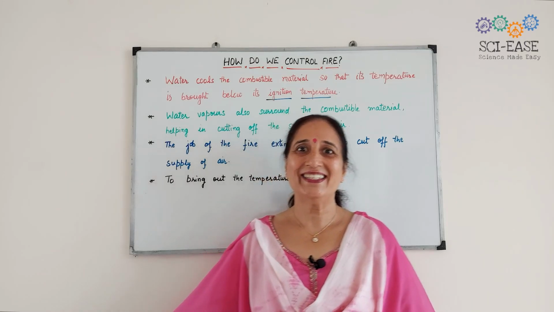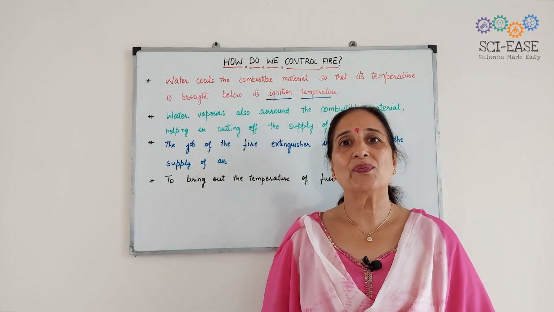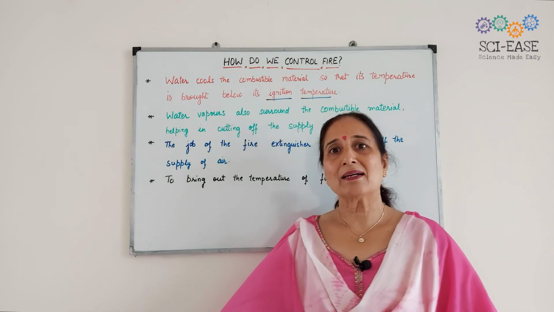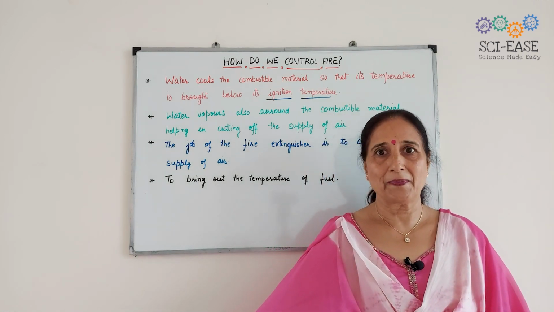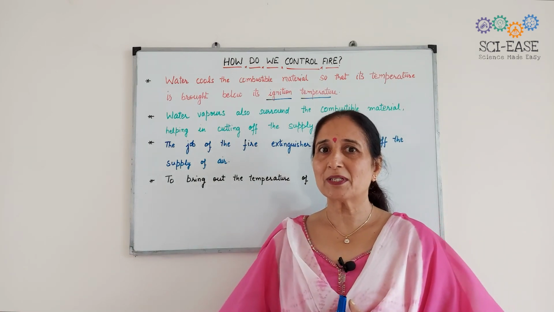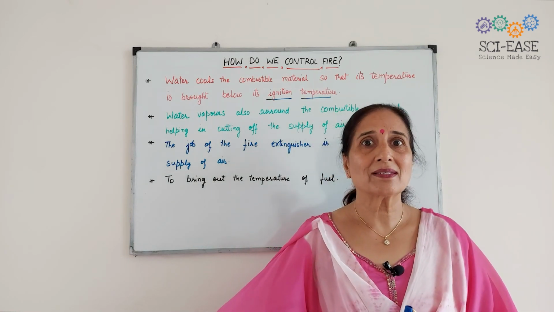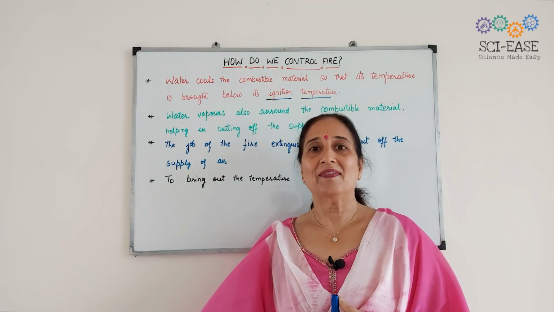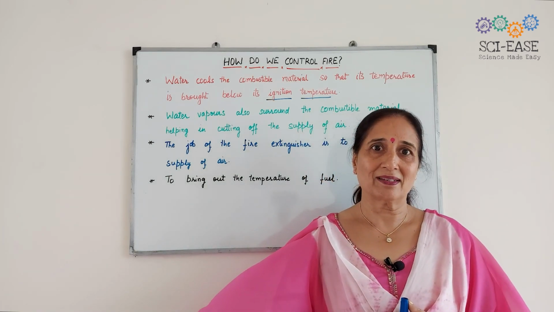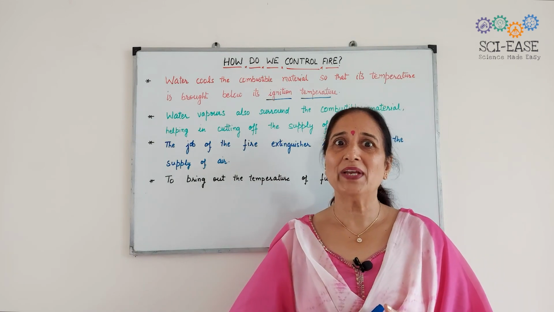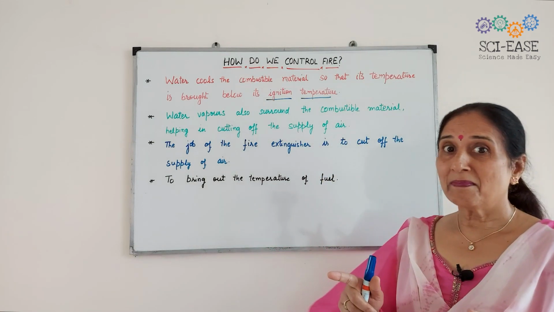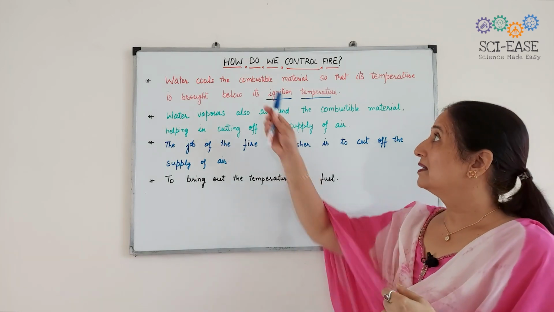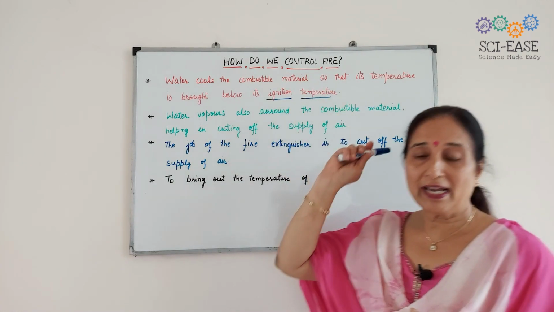Welcome to SCI-EASE. In the last video, we discussed combustion and combustible substances. What are combustible substances? The substances which catch fire easily are known as combustible substances. So in this video, I am going to discuss the topic: how do we control fire?